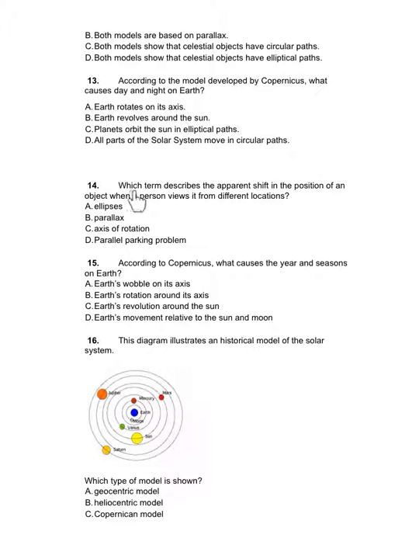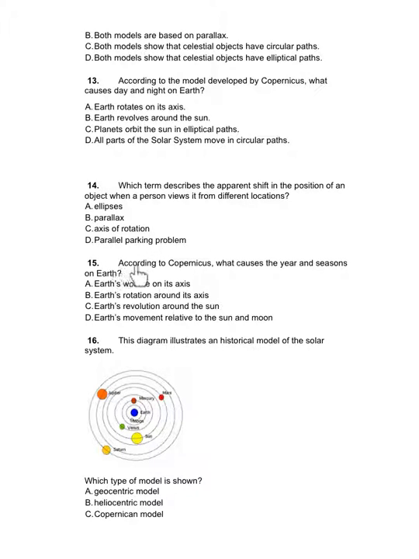Number 14. Which term describes the apparent shift in the position of an object when a person views it from different locations? A. Ellipses. B. Parallax. C. Axis of rotation. D. Parallel parking problem.